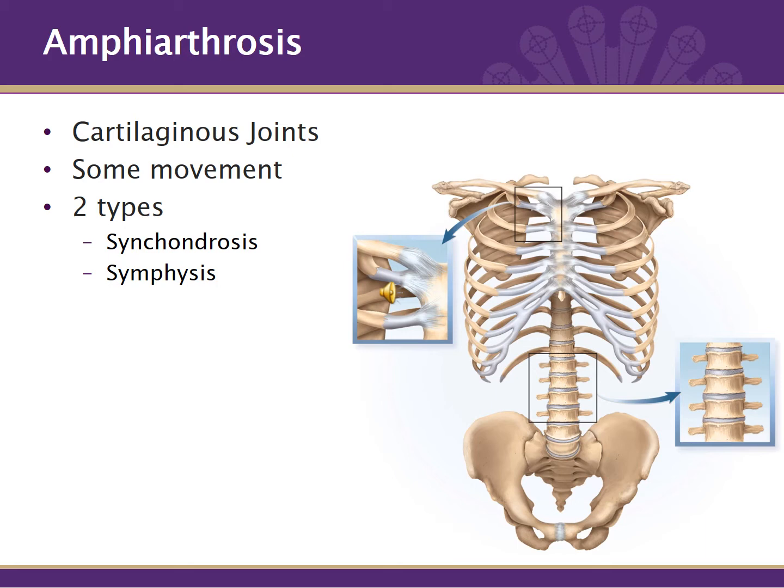Amphiarthroses, or cartilaginous joints, are 2 bones linked by cartilage. There is some movement here. 2 types of amphiarthrosis can be found. A synchondrosis is bound by hyaline cartilage. Examples are the joints between the diaphysis and epiphyses, or the first rib and sternum. A symphysis is a thick layer of fibrocartilage that binds 2 bones. The pubic symphysis and intervertebral discs are examples.